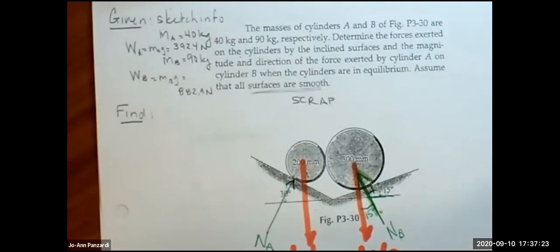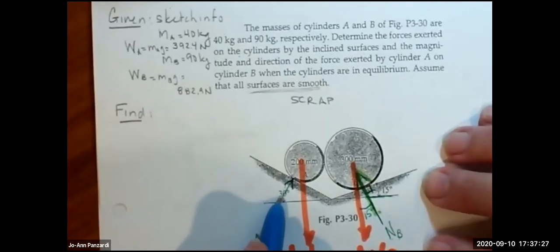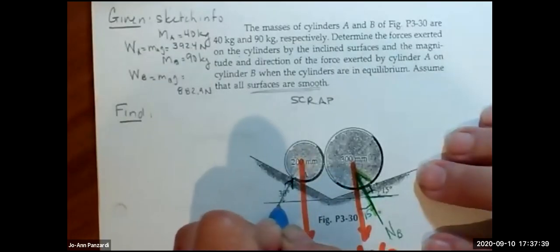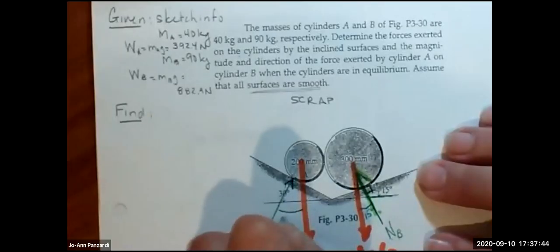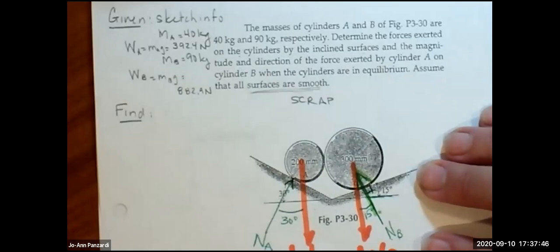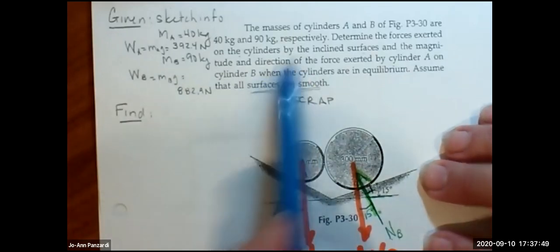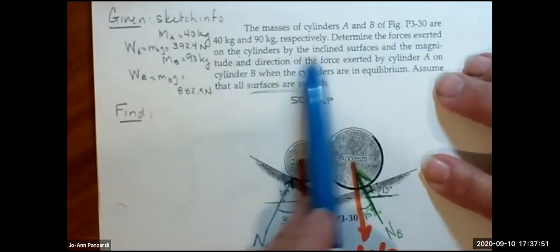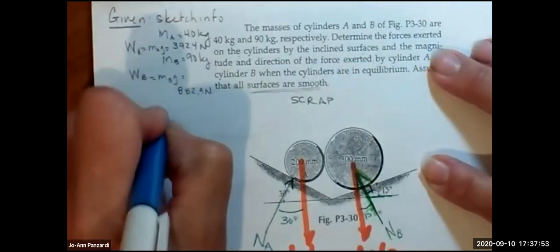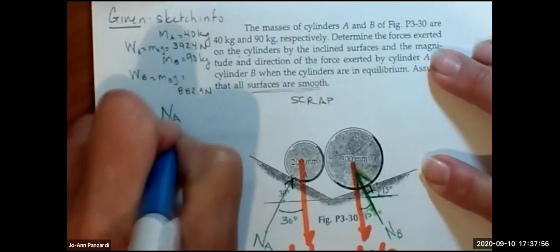Got it? Okay, so Hyoji, where is this 30 degrees? Where do I draw it for the normal? From the normal to where? Right, to the y-axis, 30 degrees. Good. Okay, so determine the forces exerted on the cylinder by the inclined surface. So Gerardo said normal A, normal B.